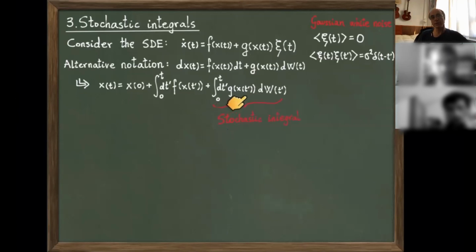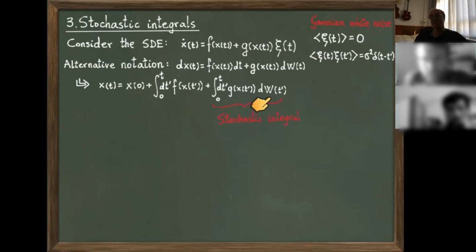Whenever you have a function integrated with the Wiener process, this is called a stochastic integral. It's a kind of stochastic version of the Riemann-Stieltjes integral. So why is this a problem? Well, we will see. We have to go really to the foundations of calculus to find out why this is a problem, essentially because dw, as we have seen before, is ill-defined. So we will have some problems defining this.